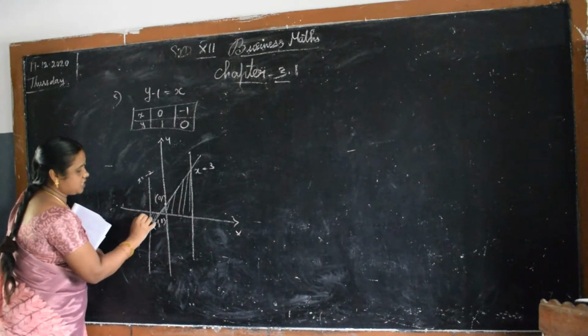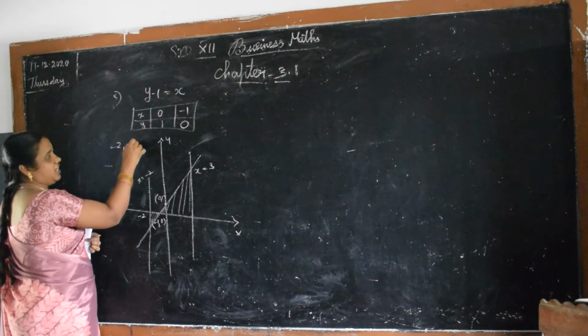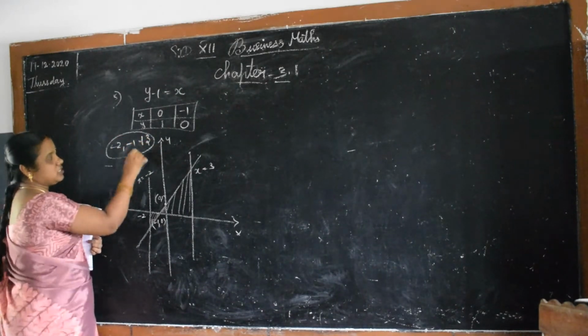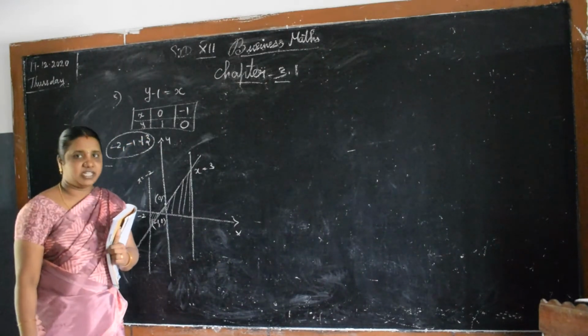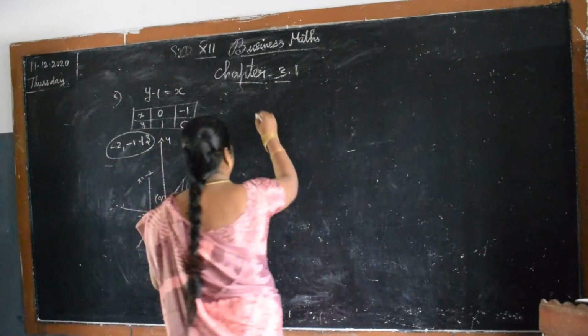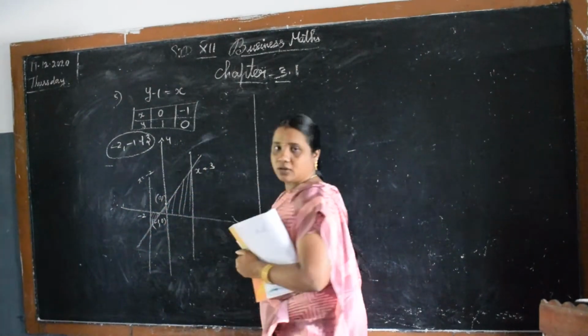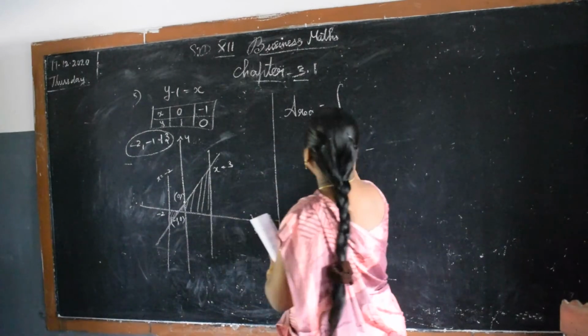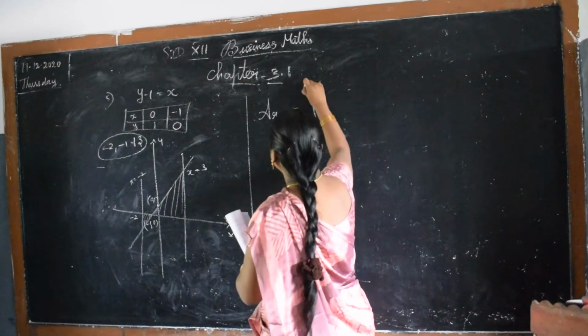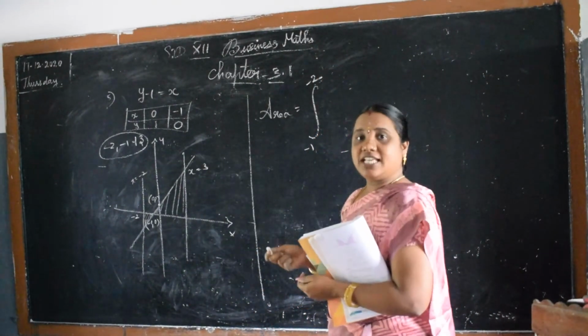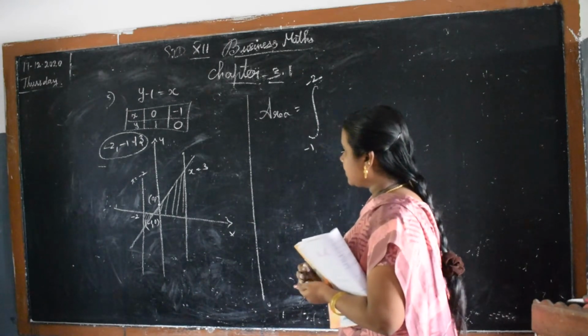Our area lies between minus 2, minus 1 and 3. This is the bounded area. For this you have to find the area. See here. What lies between minus 1 and minus 2? This lies on our left hand side.